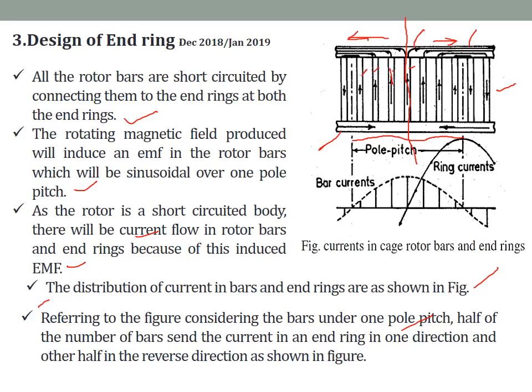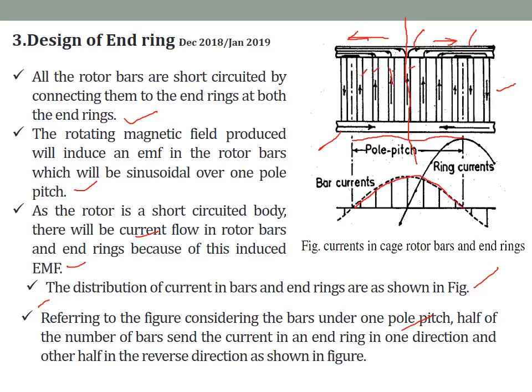So whatever the bar currents are over one pole pitch, half of the bar currents will flow in one direction in the end ring, and the other half will flow in the other direction. Now you can see here these are the bar currents. These bar currents are not the same. Here the bar current is large, here it is a bit less, again less, again less, like that. So now you can see the magnitude of the bar currents over one pole pitch.